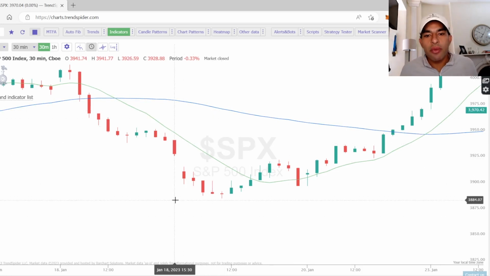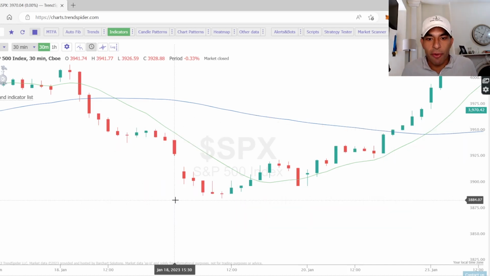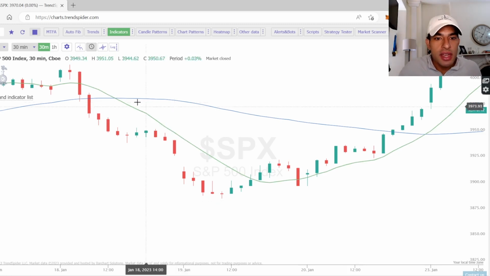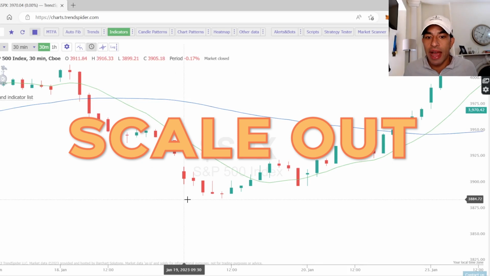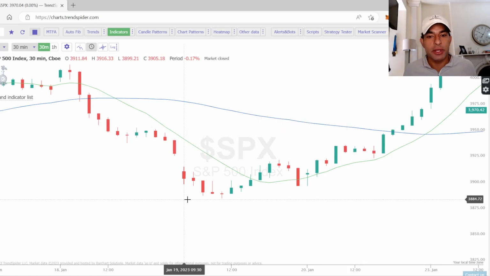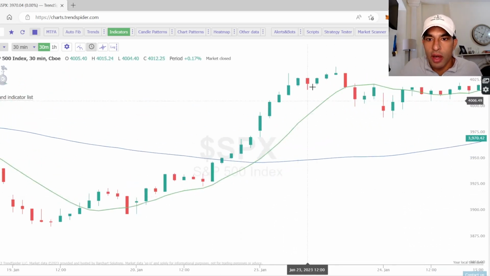So in that range from 80 to 100 points extended from the 50 SMA, that's when I'm looking, if I'm still in that trade, if I was able to manage to ride this whole move lower, I'm going to be looking to scale out or just completely exit the trade. The reason for that is because we know that 100 points extended from that 50 SMA to the downside means we're entering oversold territory. The same works on the upside.